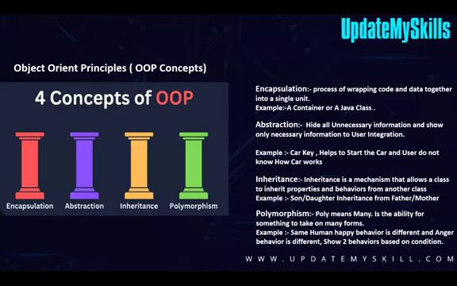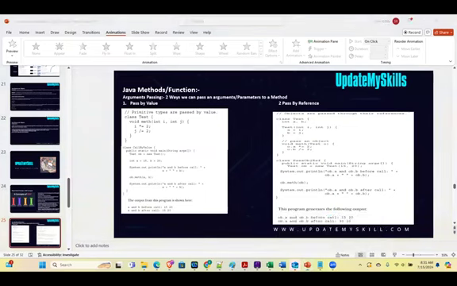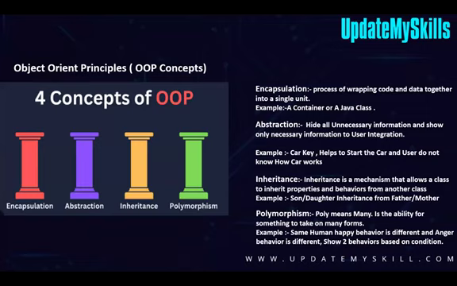Sir, one doubt. Yeah, go ahead. Sir, inheritance means we give a class name, right? And then we put what comes into the class, like an object. Is that right, sir? You write a class, like animal.